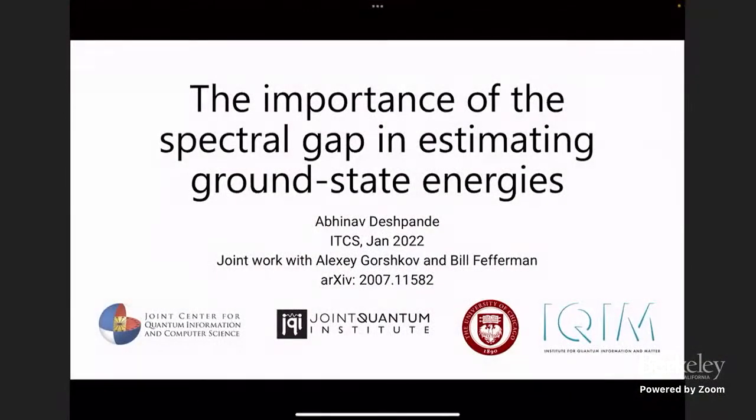Okay. Hi everyone, thanks for coming. Today I'll be speaking about this work, the importance of the spectral gap in estimating ground state energies. This is joint work with Alexey Gorshkov and Bill Fefferman. Alexey is at the University of Maryland and Bill is at the University of Chicago. And here's the arXiv reference.